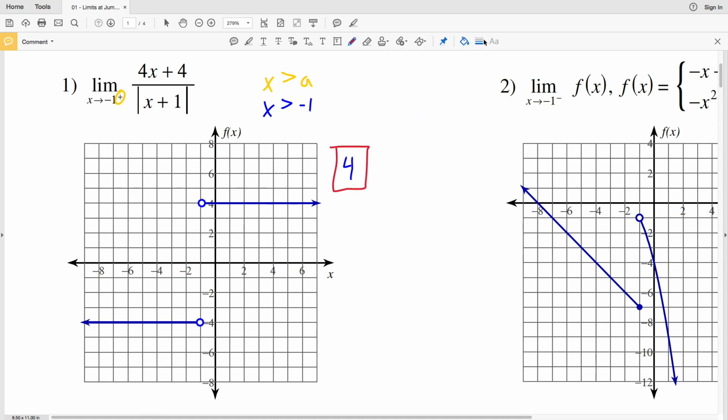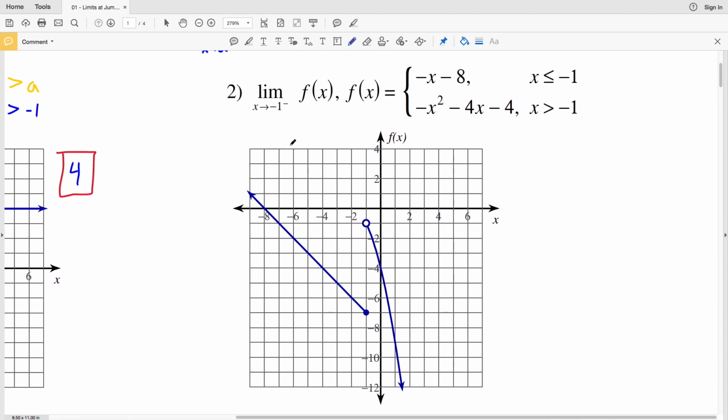If this was a left-sided limit, we would be coming from values where x is less than a, so values less than negative 1. And as we approach negative 1, you can see that we're going to negative 4 for f of x. And because negative 4 does not equal 4, if we were to do the limit of the function as x approached negative 1 in general, that limit would not exist because 4 does not equal negative 4. However, in number 1, we were just looking at the right-sided limit, which has a value of 4. Let's move on to number 2.